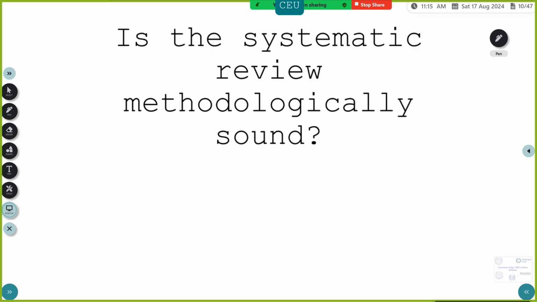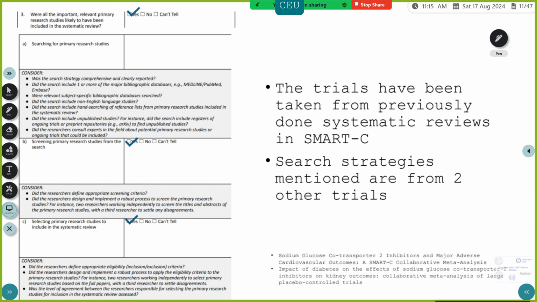Is the systematic review methodologically sound? For this we will look at whether all important relevant primary research studies were included in the systematic review. In this systematic review and meta-analysis, they have not by themselves gone through databases to get the trials.